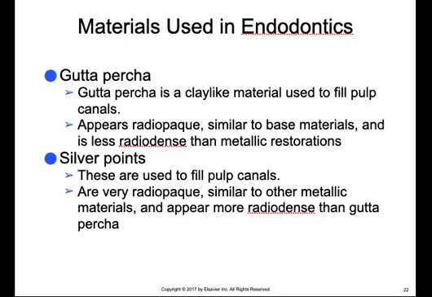Silver points are also used in endodontic therapy to fill the canals of the pulp, and silver points appear highly radiopaque, similar to other metallic materials. Silver points appear more radiopaque than gutta percha. And silver points are something that they used to use to fill the canals and root canals. We don't see them too much anymore. And unless your endodontist is 90 years old, you probably won't see any of them being done either. They're a very old technique.